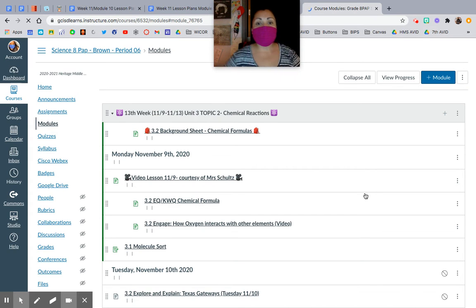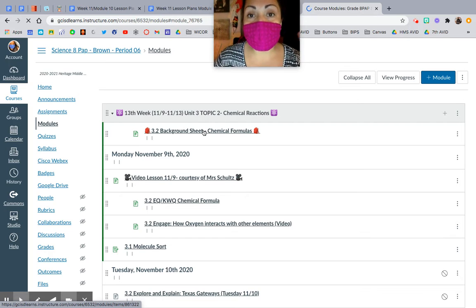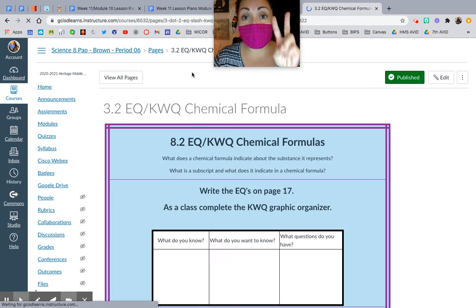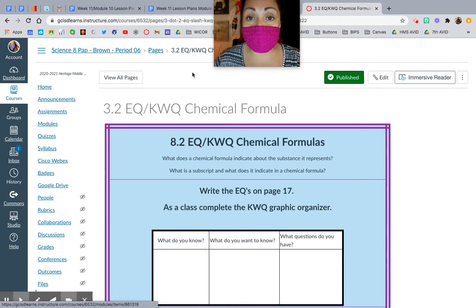Okay. So this first one, 3.2 backpack, background sheet. Whenever I put backpacks, y'all remember that's something that you should be saving for later. So this 3.2 background sheet means it's unit 3, topic 2. So we're starting chemical formulas. Our topic 1 was chemical reactions, physical chemical changes. So I want y'all to be on page 17.